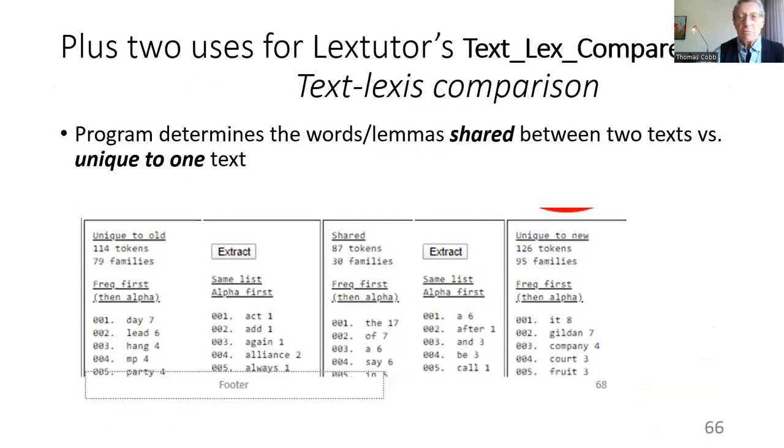Plus 2 uses for this program on the website called TextLex Compare, which is TextLex's comparison. This is a program that determines the words or the lemmas that are shared between 2 texts versus that are unique. So on the left, in the 3 columns here, you see what is unique, you see what is shared, and you see what is unique to the new text. Well, I'm calling it new, could be second. Old, first, second, new. Maybe the terminology isn't good there.